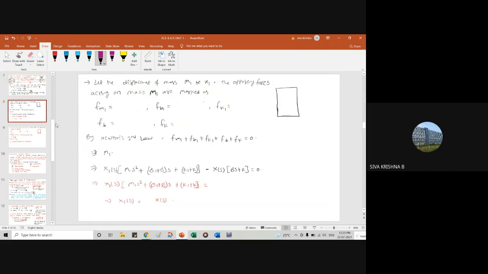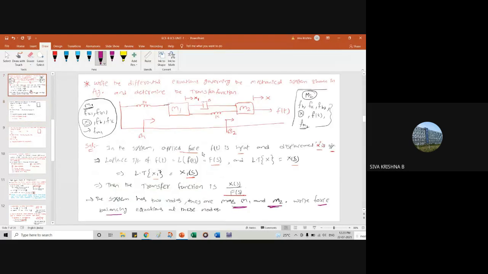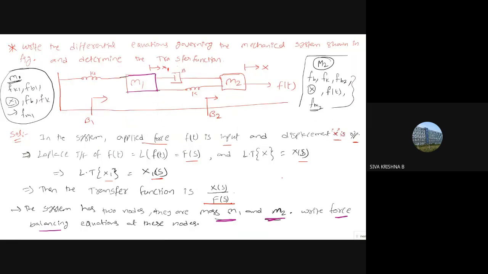Write down the displacement of mass m1 as x1. If you see here, what is the displacement of this m1? It is x1. Similarly for m2, the displacement is x. Kindly observe this, this is the important thing now. So for m1 the displacement is x1 and for m2 it is x.